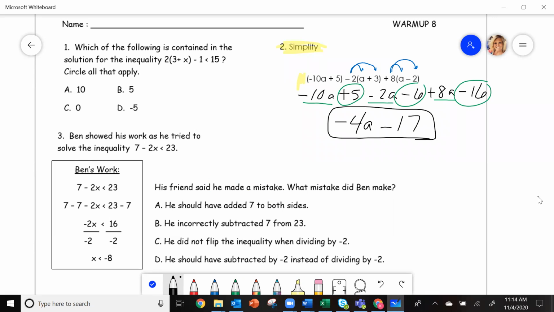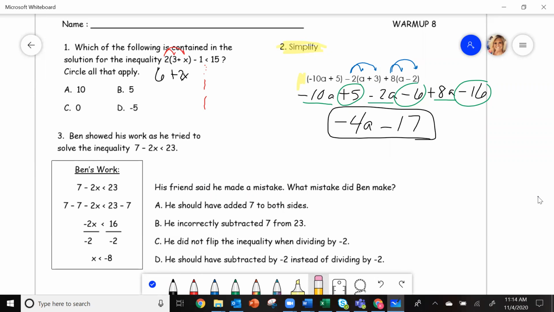Now on the next one, it says, which of the following is contained in the solution of the inequality? Okay, so the inequality has a less than or a greater than. So you treat that like a regular equation. And so I'm going to draw a dotted line right here, and we are going to solve this like an equation. You're going to do the distributive property first. I get 2 times 3 is 6. Then 2 times x is plus 2x.